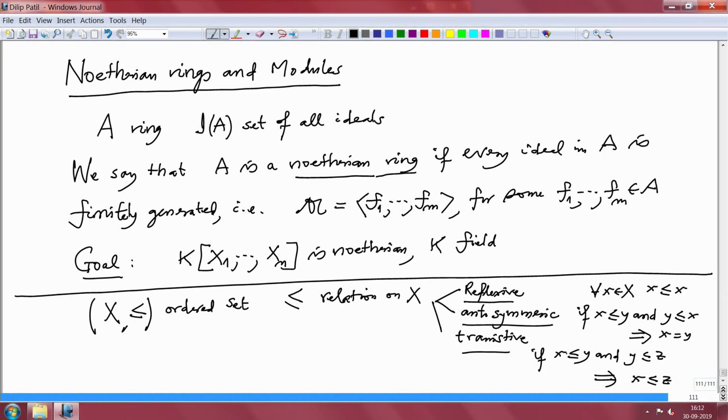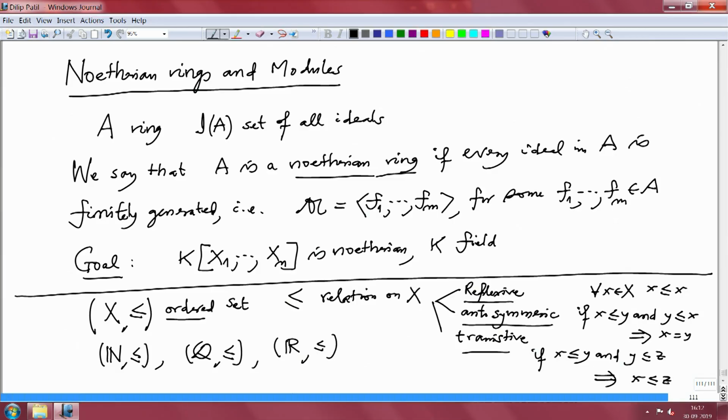A typical example of an ordered set is N with the natural order, or Q where this order is extended from N, or R. All these are ordered sets. But C does not have an order, remember. Alright, so this is our ordered set. Normally most of the books will refer to it as a partially ordered set.